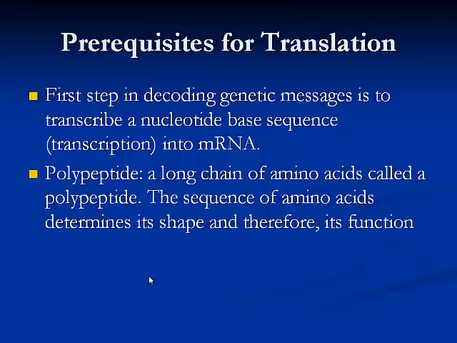Also, before we start talking about this, you should also know what a polypeptide is, which is a long chain of amino acids called a polypeptide, or a protein. The sequence of these amino acids determines its shape and therefore also its function. And that's speaking to how a protein folds as it's coming out of the ribosome. It will determine its shape. Its shape determines how it catalyzes reactions or other various functions within the cell.